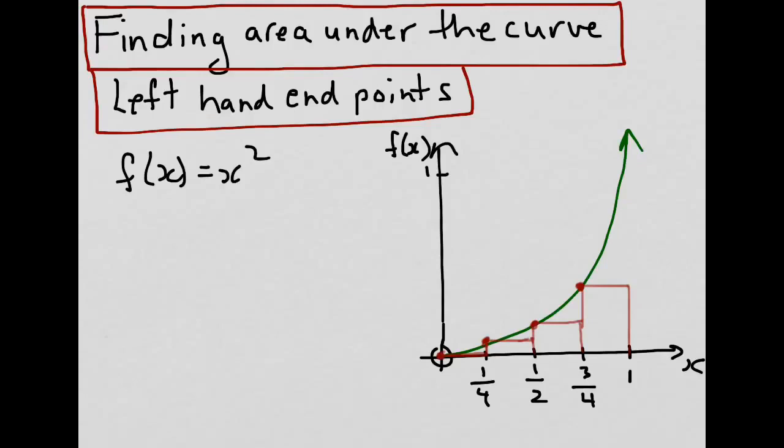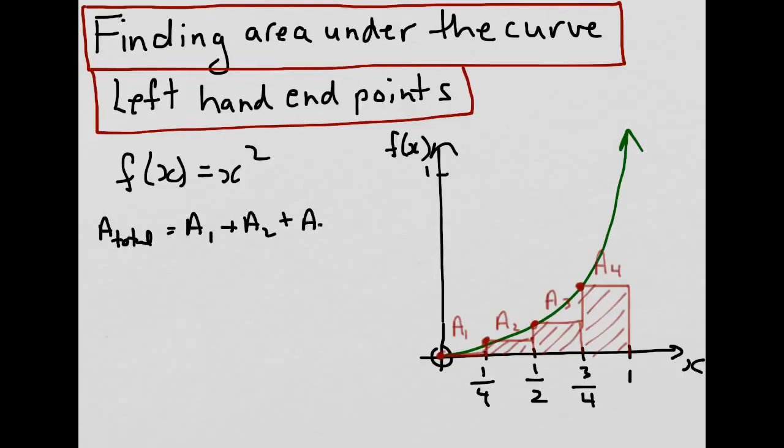And thus our approximation of the area under the curve would represent the addition of all the areas of these rectangles. We'll call the first rectangle area A1, second rectangle's area A2, third rectangle's area A3, and A4 for the fourth rectangle's area. And so the area total would be the addition of all the areas of these rectangles.